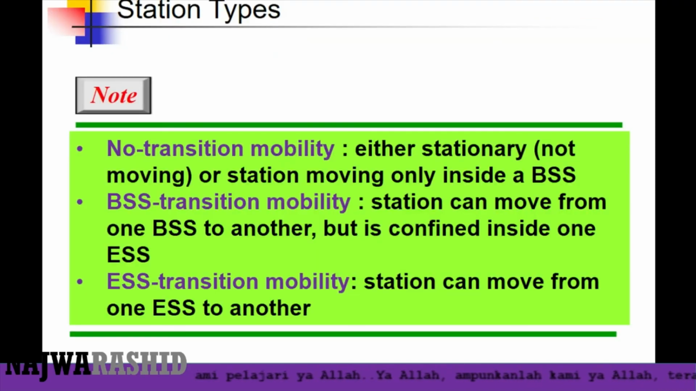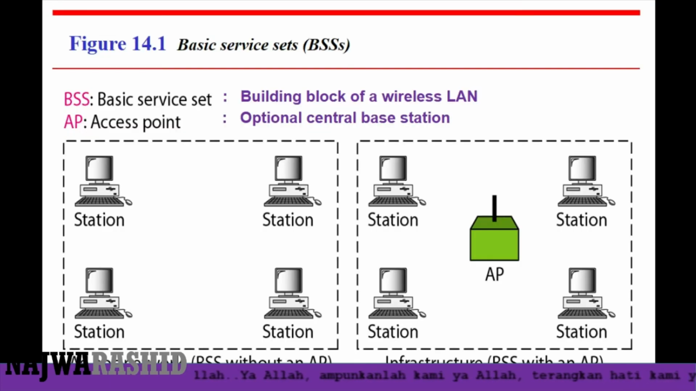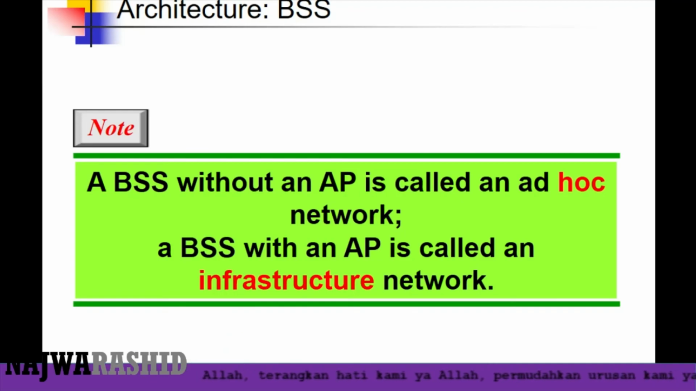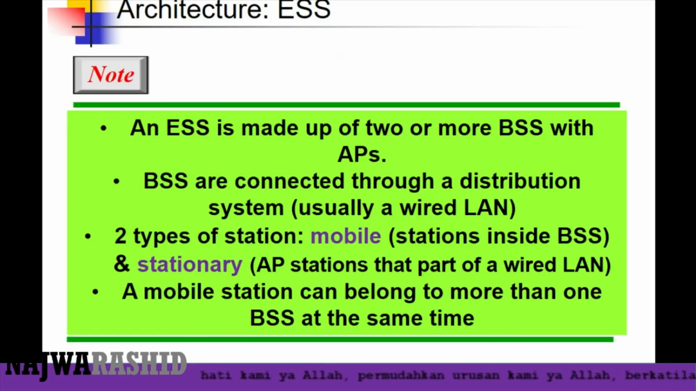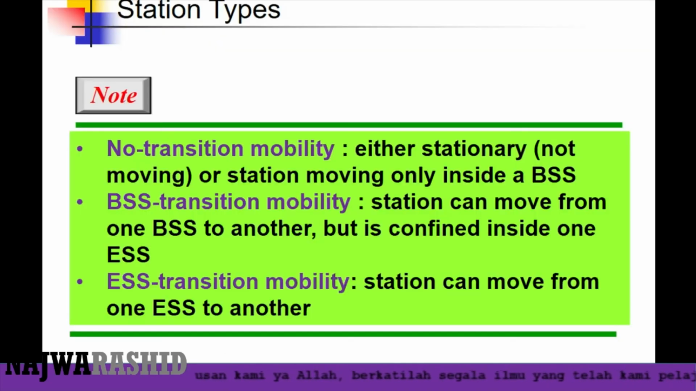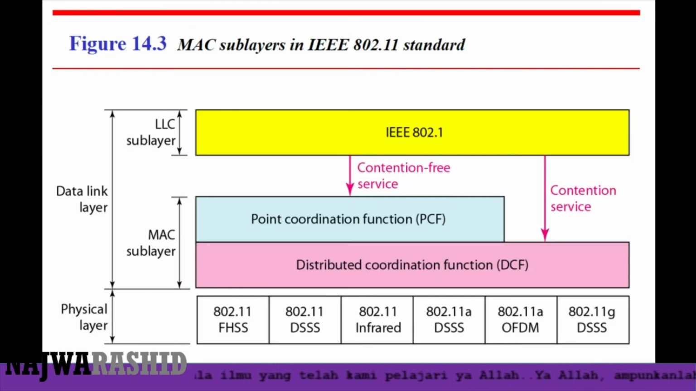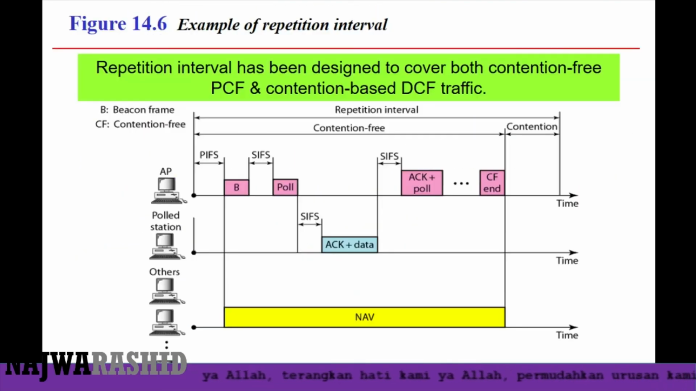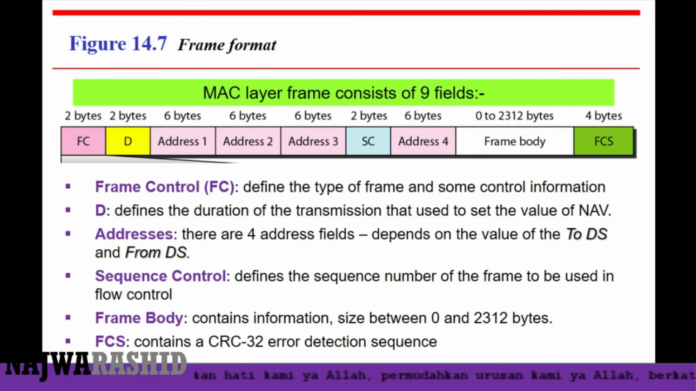So basically, you should know the architecture. You should know how to explain this part, the BSS and the ESS, extended and basic, and how to differentiate them. What type of station? Okay, we have node transition mobility, BSS transition mobility, and ESS transition mobility. The layers included in the wireless IEEE standard are the data link layer and the physical layer. Okay, and the general format of the frame.